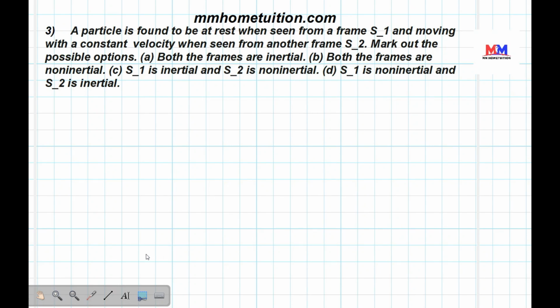A particle is found to be at rest when seen from a frame S1 and moving with a constant velocity when seen from another frame S2. So mark out the possible options. So let's draw the diagram. A particle is found to be at rest when seen from the frame S1. Suppose this is the frame S1, and the particle is found to be at rest.